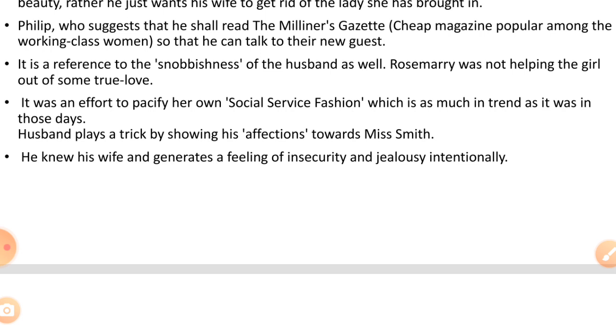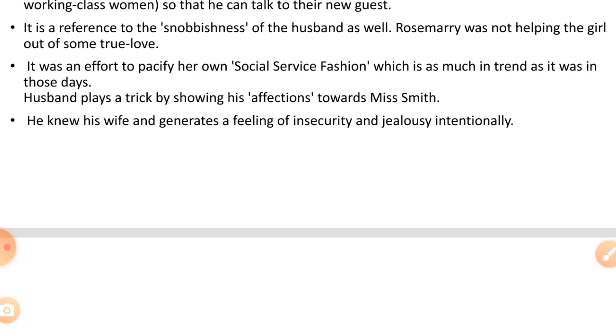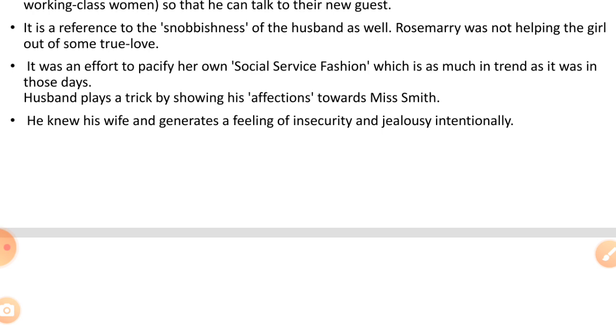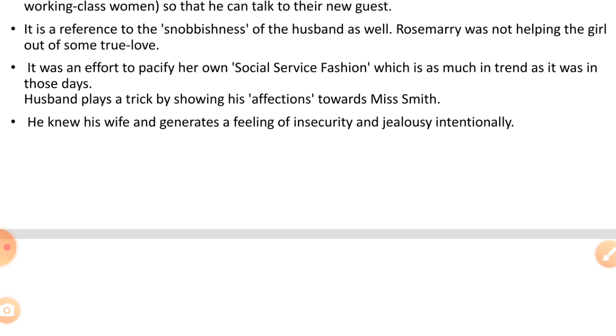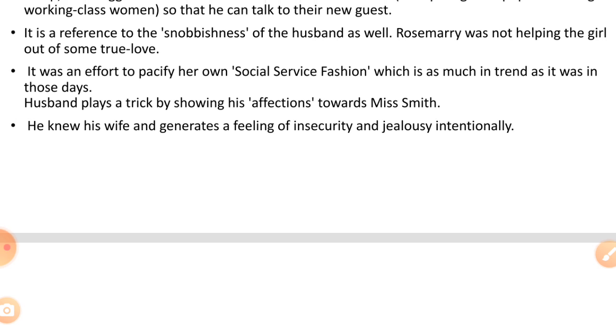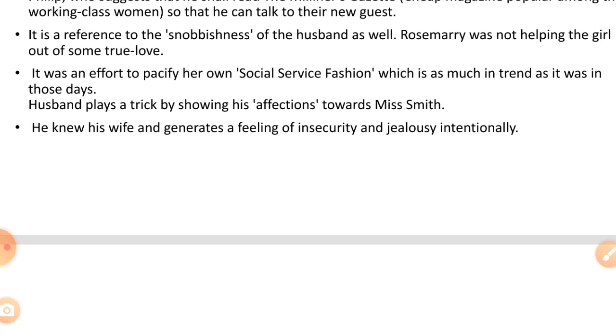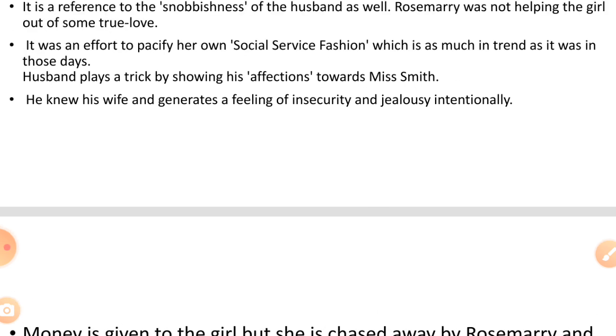Now, the main character, Rosemary, doesn't want to give up her fashion of social service, but she tries to get rid of the girl as soon as possible. The husband plays a trick by showing his affection towards Miss Smith. However, Philip pretends to be cynical, because he appreciates Miss Smith for her affectionate nature. He knew his wife and generates a feeling of insecurity and jealousy intentionally.